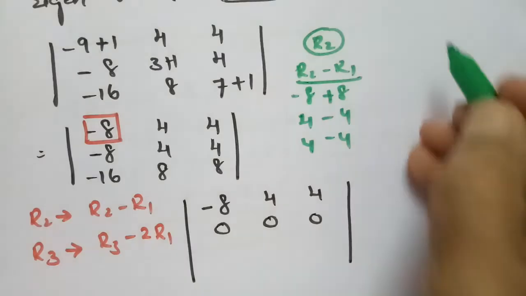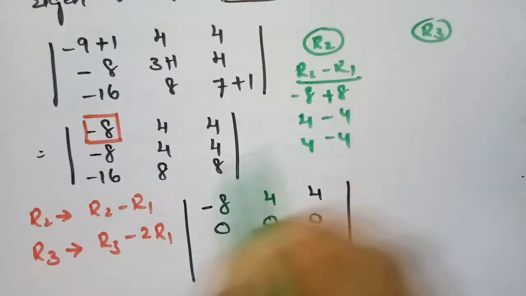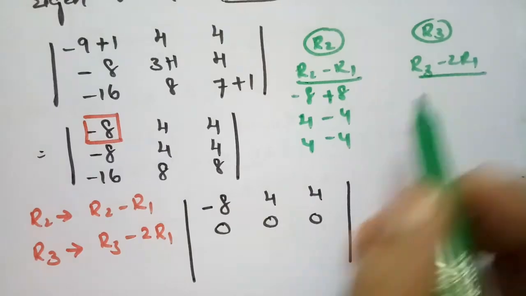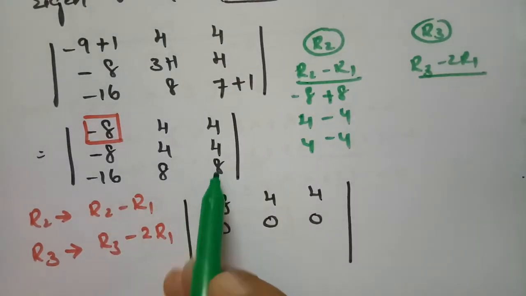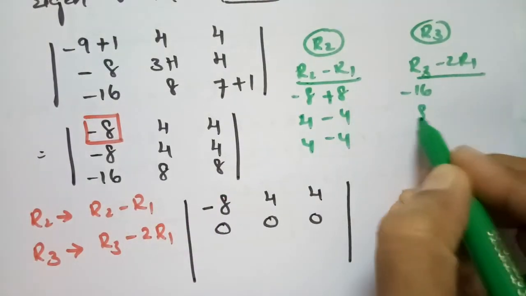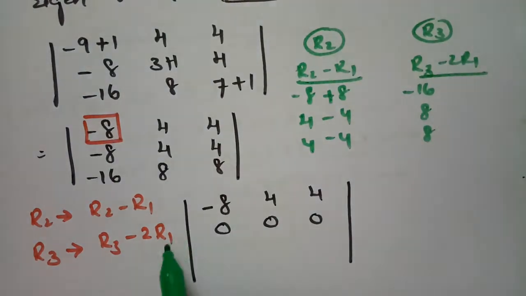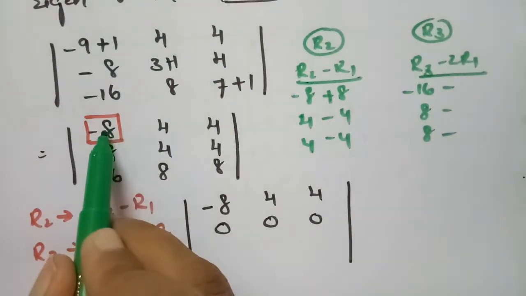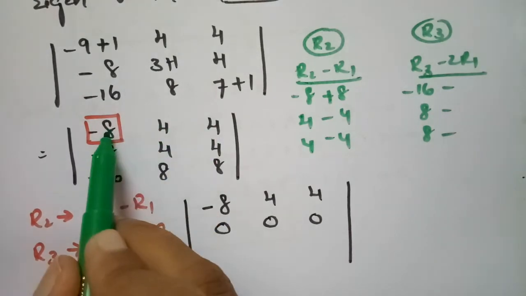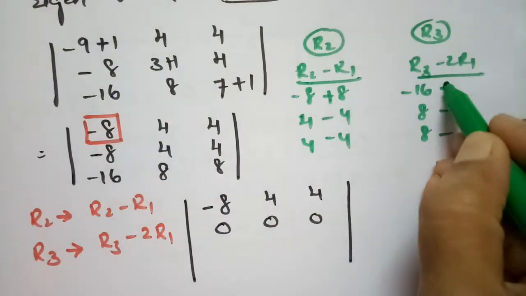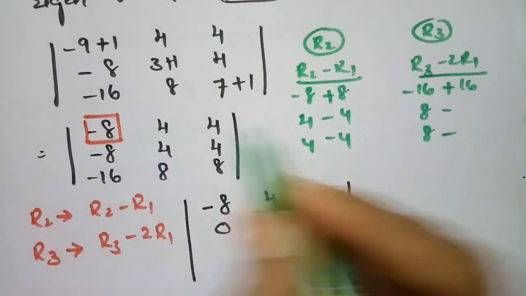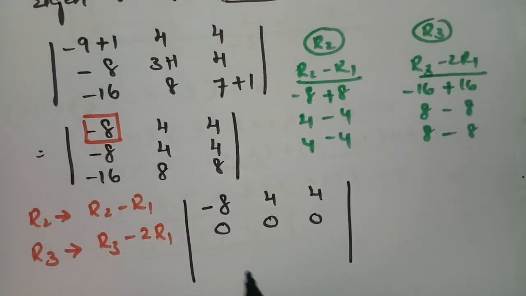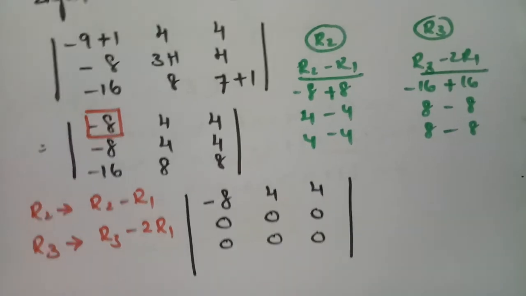And how about R3? The R3 row operation here is R3 minus 2 R1. What is R3 here? Minus 16, 8, 8. This is all the rough work. And I am keeping minus 2 into R1, so we have to multiply with 2. If I multiply, this will be minus 16, and multiplying with 2 this is 8 and this is 8, and this row is 0, 0, 0.